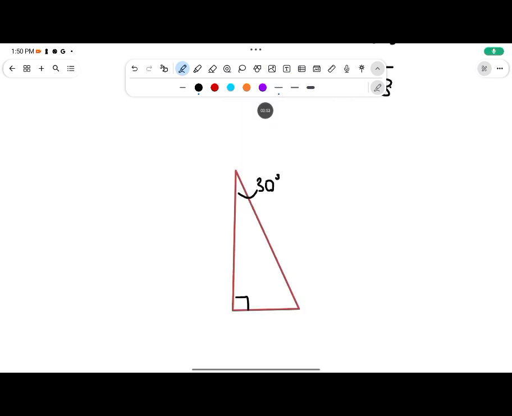And that means that if your smallest leg is x, your longer leg is going to be the square root of 3 times longer than x, which is x square root of 3, and your hypotenuse is going to be 2x. And that's always the case with 30, 60, 90 special right triangles.